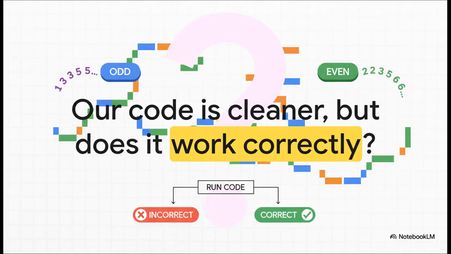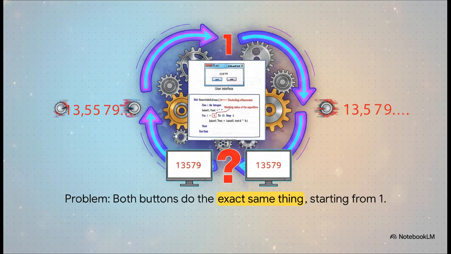So our code is way prettier now, no doubt about it. But here's the million-dollar question. Does it actually do what we wanted it to do? Does one button show odd numbers and the other show even? Let's find out. And, when we run the program and click the buttons, they both do the exact same thing. They both show the odd numbers. But why? Well, if you look inside our new procedure, the loop is hard-coded to always start from the number 1. So our procedure is clean, but it's not very flexible, is it?